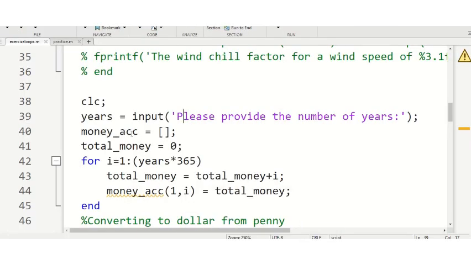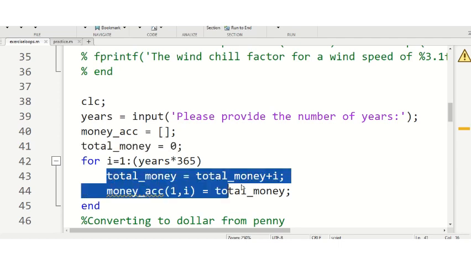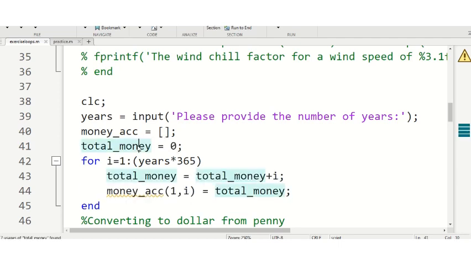Money accumulated, that we don't know, right? That we don't know now. So based on the number of years only it will show. What is the total money? Let's suppose it's 0 now. We don't know now. We are going to calculate it in the for loop. So for that we are predefining the value with 0 now.